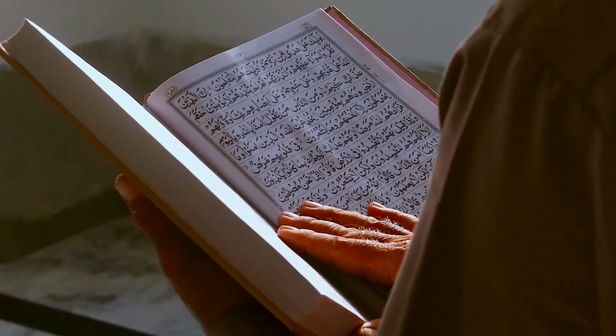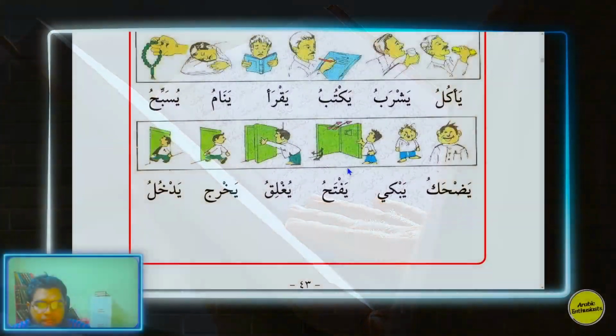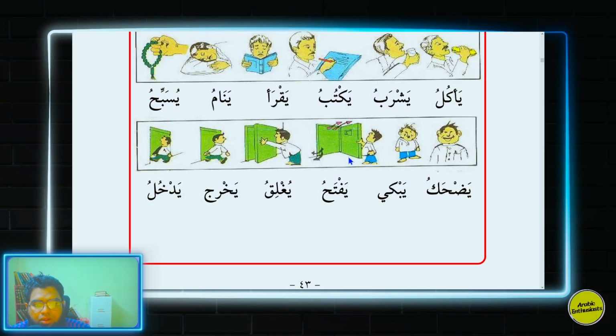يفتح, he opens, like he opens a mushaf. يفتح المصحف. Oh, the door. يفتح الباب. يغلق, he closes. See? After you, there are only 3 letters here. 1, 2, 3. Why is it you then?